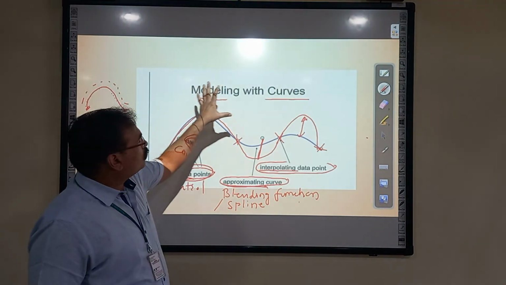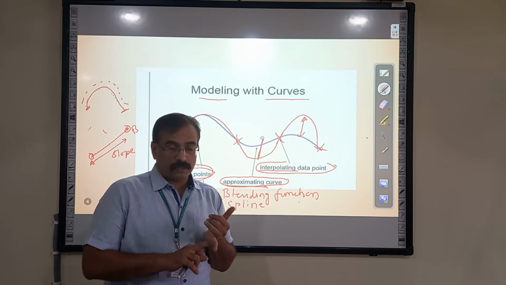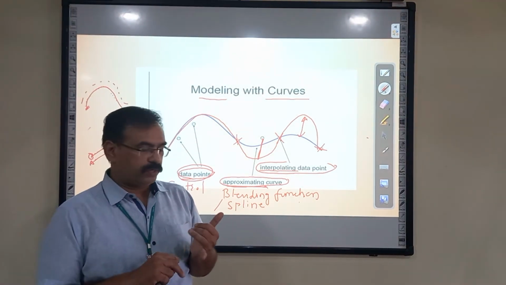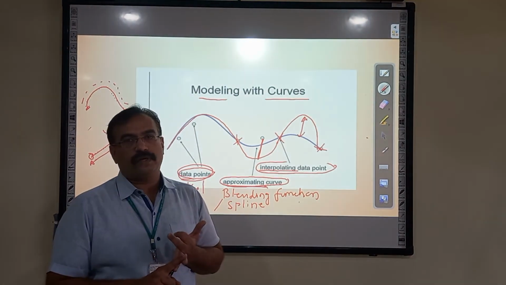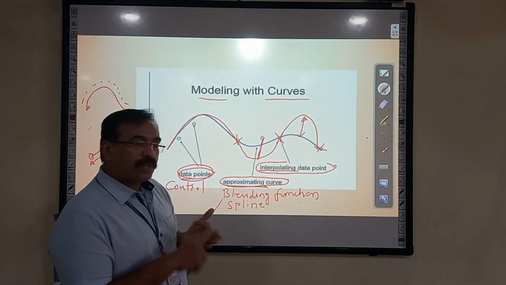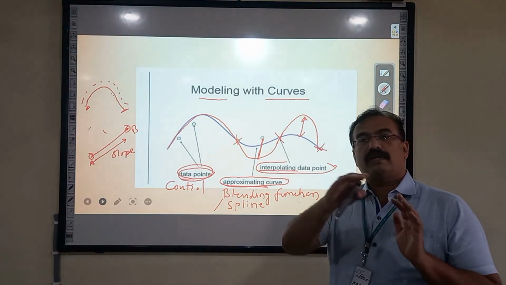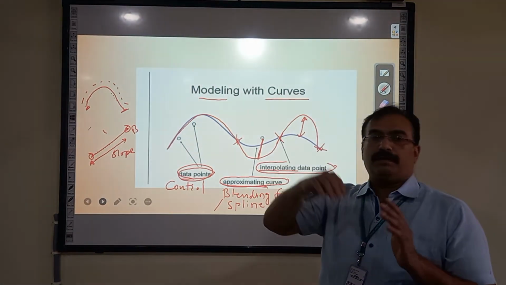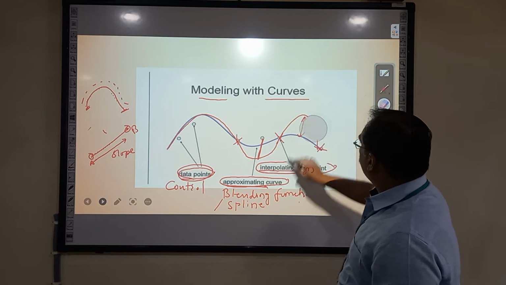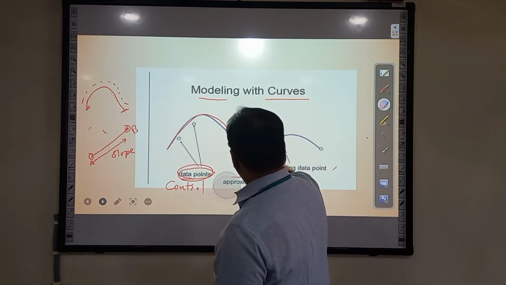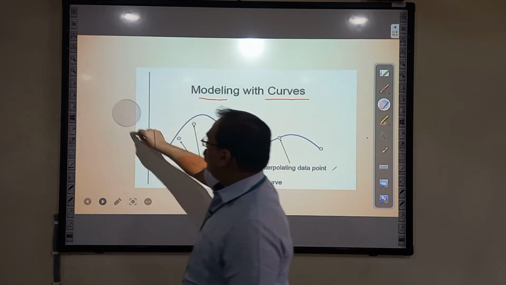So if I try to model a curve, three things we need to know. One is the data points, or these are the control points, near which the curve is going to get generated. Interpolating points, which are the points through which the curve is going to pass, and the approximation function, which will tell you how much gradient, how much curvature that particular curve must take. So this way the curve can be modeled, and we will see now the characteristics of curve and the types of curve.